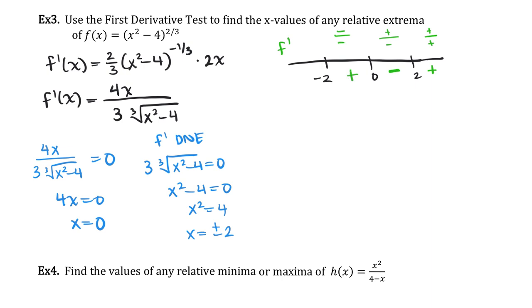And let me plug in negative 3 maybe. 4 times negative 3 is negative 12. If I plug in negative 3 squared is 9. 9 minus 4 is positive. If I cube root a positive, I get a positive. So this is negative. Okay.